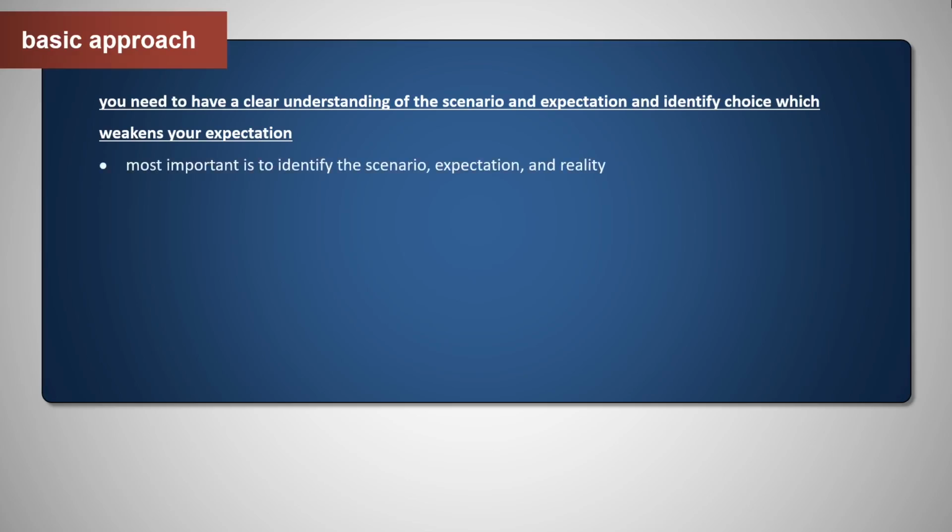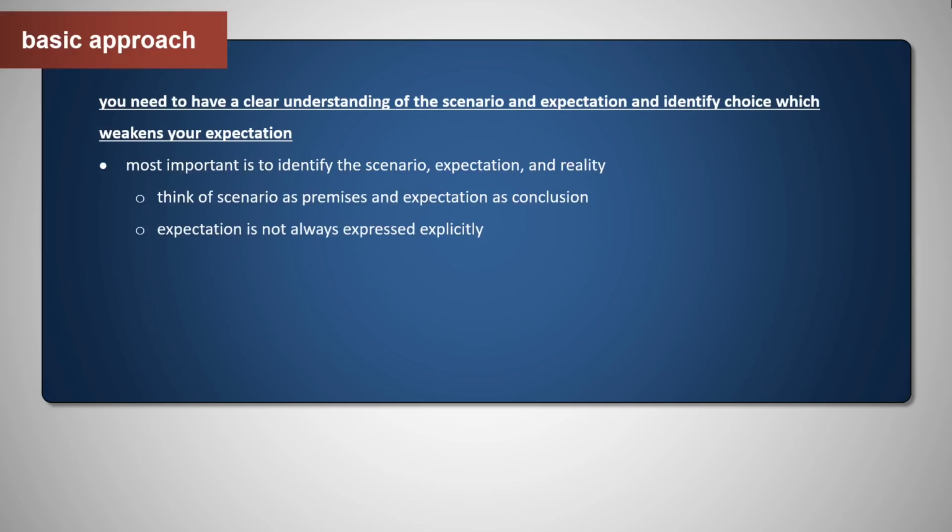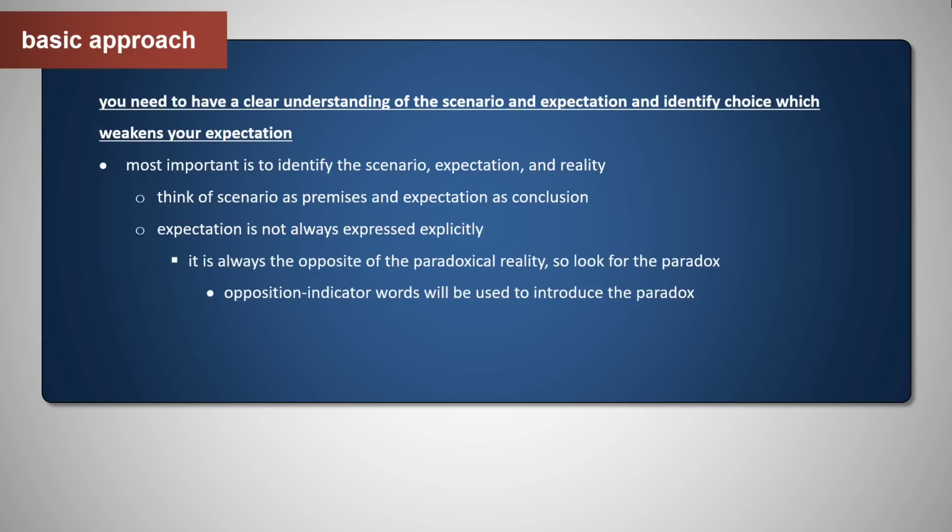The most important thing is to identify the scenario, the expectation, and the reality. Those are the three parts that are going to be in every paradox question. Think of the scenario as the premises and the expectation as the conclusion. The expectation is not always going to be expressed explicitly. It's always the opposite of the paradoxical reality, though. So you want to look for the paradox. And the opposition indicator words are going to be used to introduce the paradox.